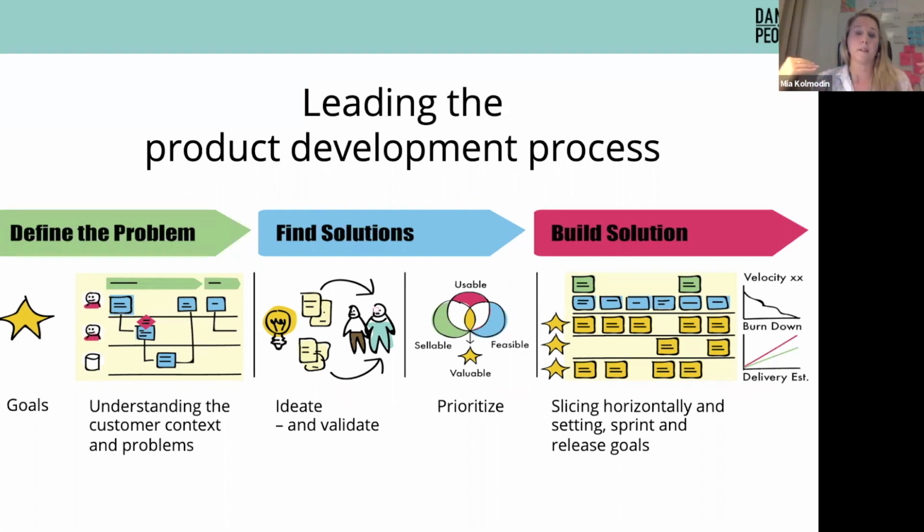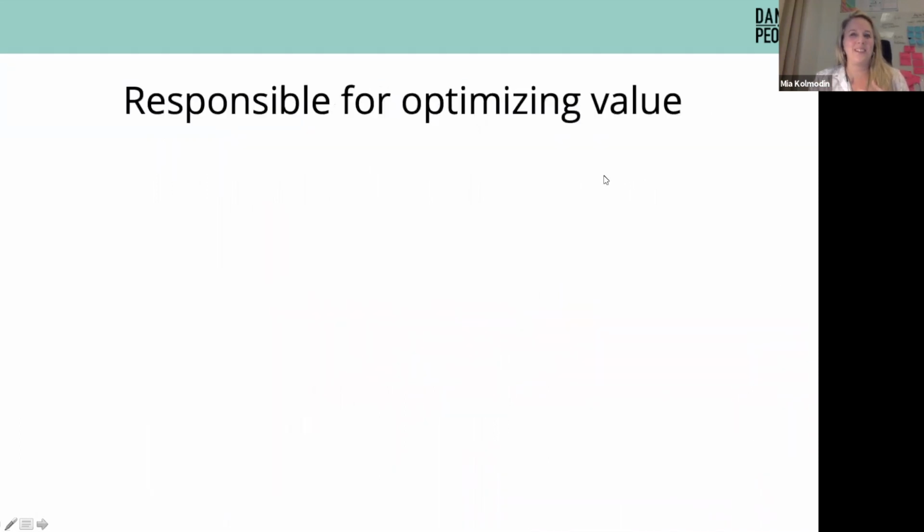These are usually things that product owners are doing in the product development process and helping to facilitate along the way together with the team. And Patrick, you can let me know if there are any questions that you want me to take along the way.